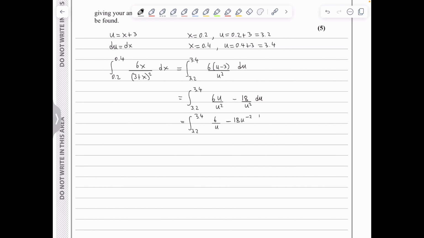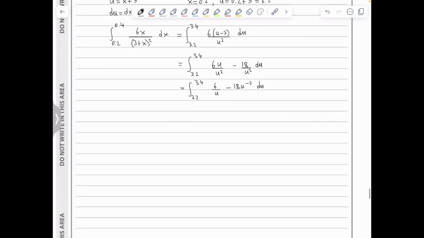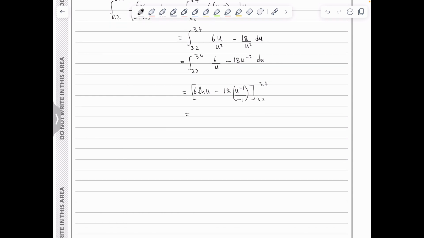which can be written as the integral from 3.2 up to 3.4 of 6 over u minus 18 u to the negative 2 du. Now obviously the integral of 6 over u is 6 ln u, so we've got 6 ln u minus 18 u to the minus 1 over minus 1, and we've got the limits of 3.2 and 3.4. Before substituting the limits, I will simplify my answer here. So we've got 6 ln u plus 18 over u from 3.2 up to 3.4.